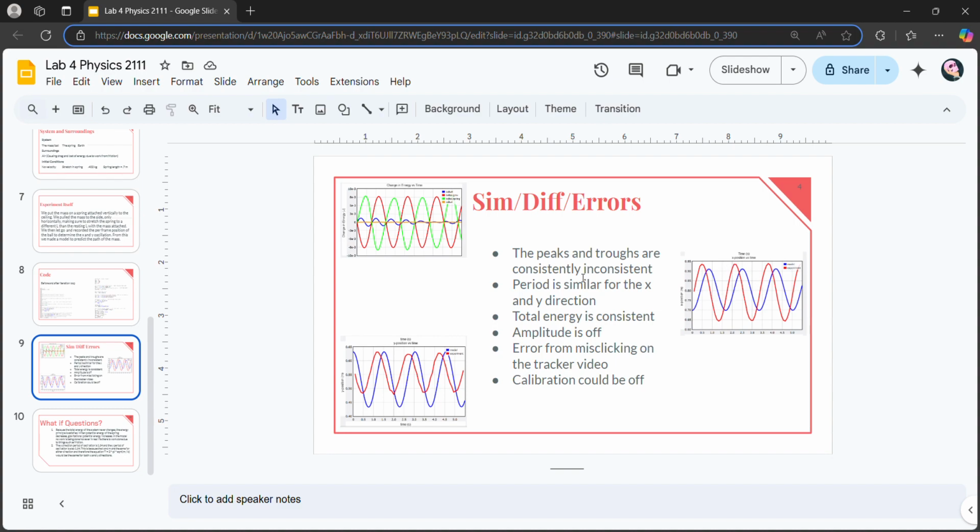From these, we can see that the peaks and troughs are consistently inconsistent. By that, we mean that they happen at the same interval, it's just that those intervals are shifted. We can see that the period is similar for the x and y direction. These two look about to be the same period. The total energy is consistent, as stated earlier, and the difference is that the amplitude is off. These do not look the same. Additionally, they are shifted some. This could be from the errors on misclicking on the tracker video, or the calibration could be off.